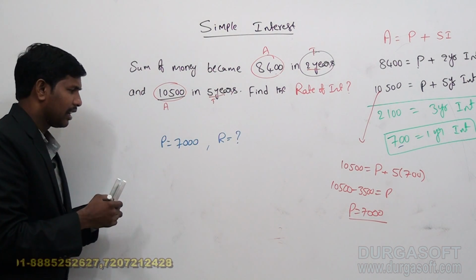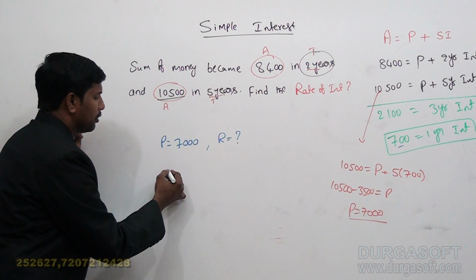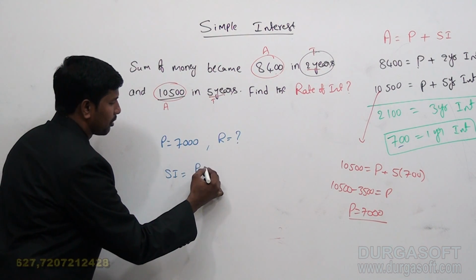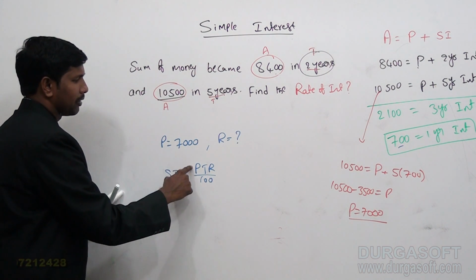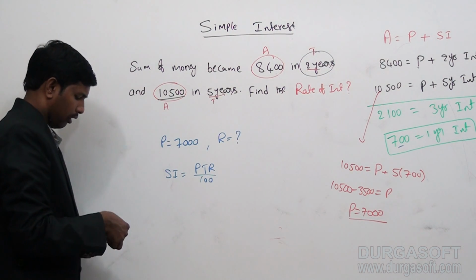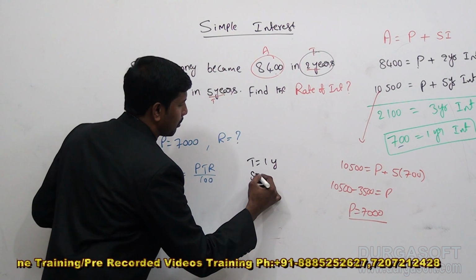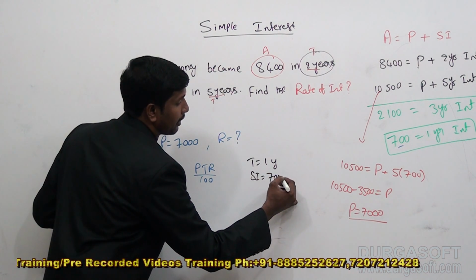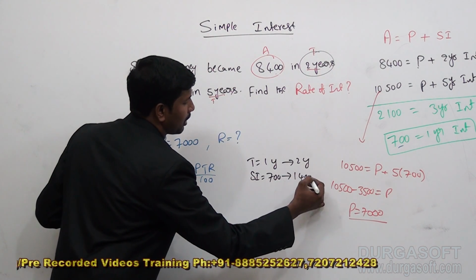Now you can calculate in different ways. One of them is you can use the formula of simple interest is equal to PTR by 100. I know the principal amount and I want R, means you should take time and simple interest. So how you can take time? If I take time as 1 year, your simple interest is 700. If I take time as 2 years, your simple interest will be 1400.